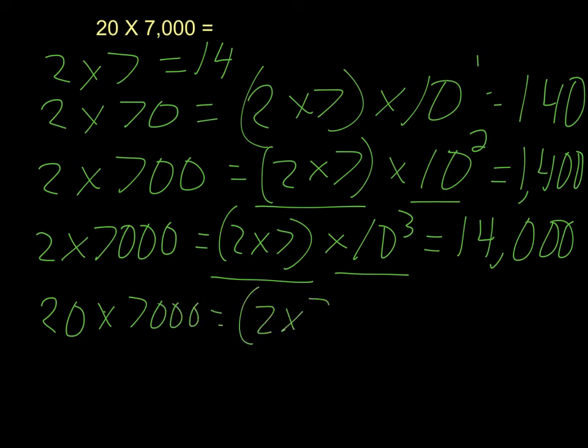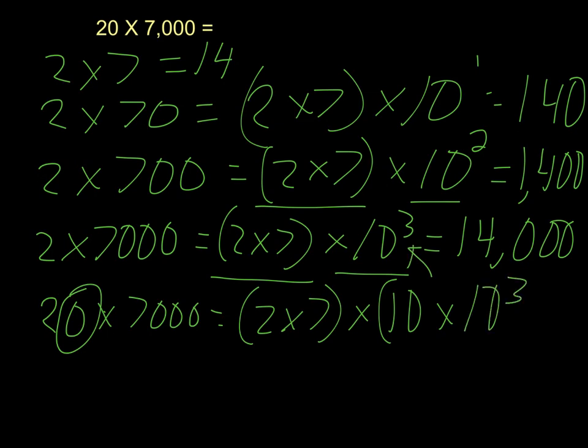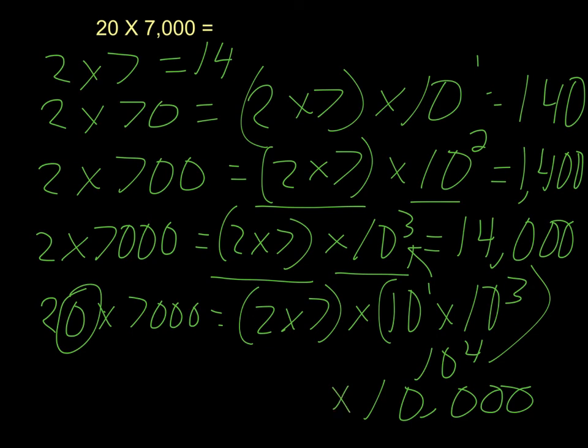Our final step is to add a 0 to 2 to give us 20 times 7,000, and that's going to equal 2 times 7 times this 10 right in here times the 10 to the third power that we left off with, and that is going to equal 10 to the fourth power, which in this case is now 10,000. So we're going to multiply that by 14 to get 140,000.